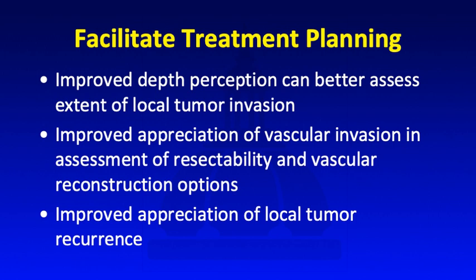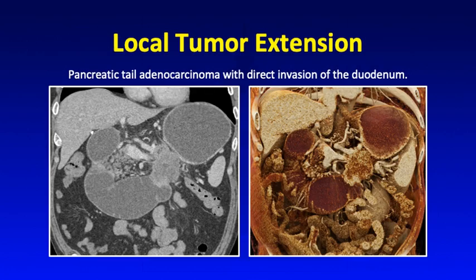And the cinematic rendering is also helpful in appreciating local tumor recurrence, which can be rather difficult on post-op images. And I'm just going to show you examples of how it shows the local tumor extension. And this is a case of a pancreatic tail adenocarcinoma with direct invasion of the duodenum. And on this coronal images, you can appreciate there is a pancreatic tail mass and it abuts the duodenum. But when you look at the cinematic rendered images, because of the improved depth perception, you can really appreciate how it really extends into the duodenum and invades into the mucosa.